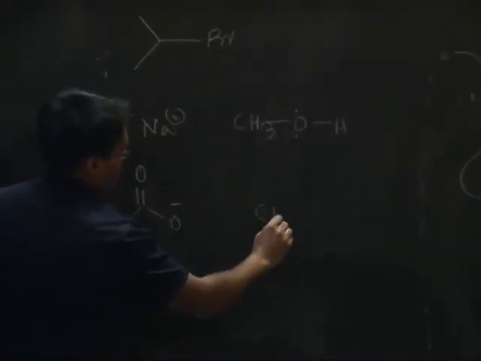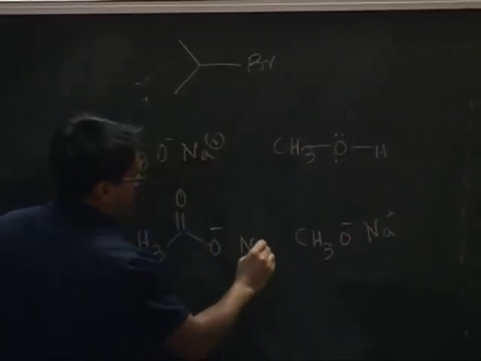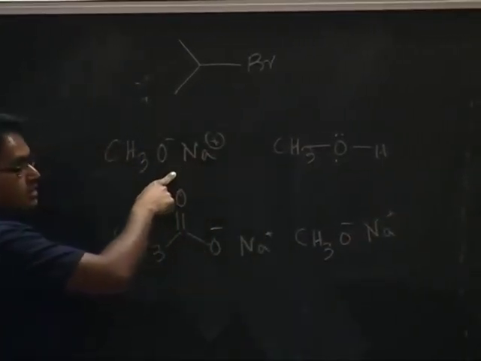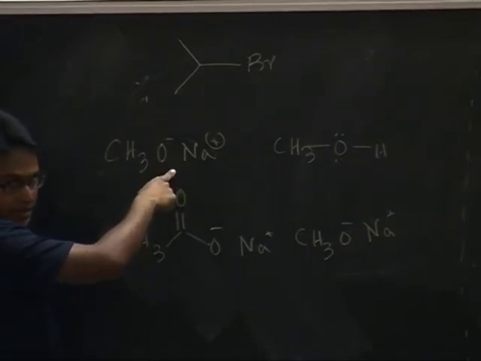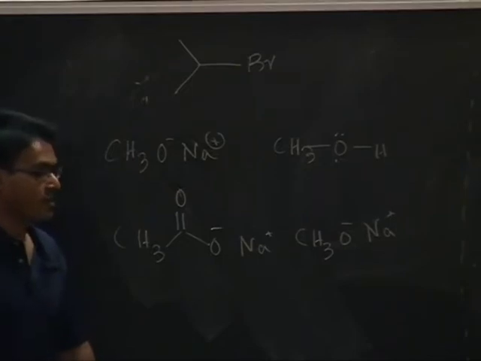That versus, you see both of these are negative. Why was this a better base? Because O has a negative, right? In this case, both the oxygens have negative. Which is a better nucleophile as well as better base?